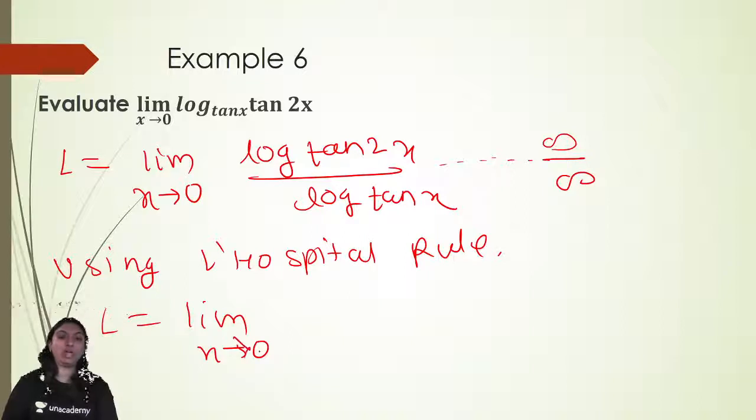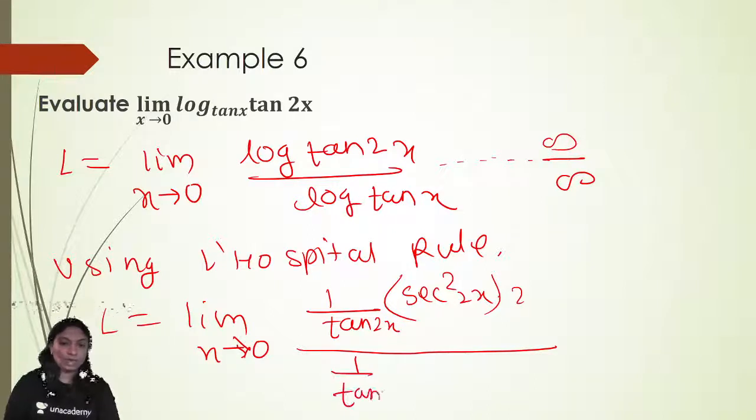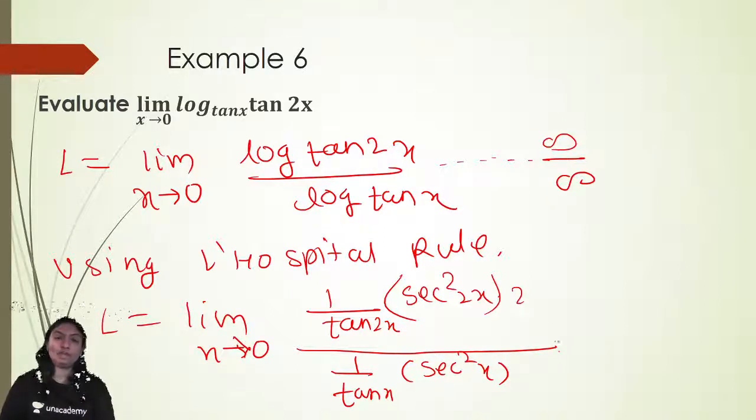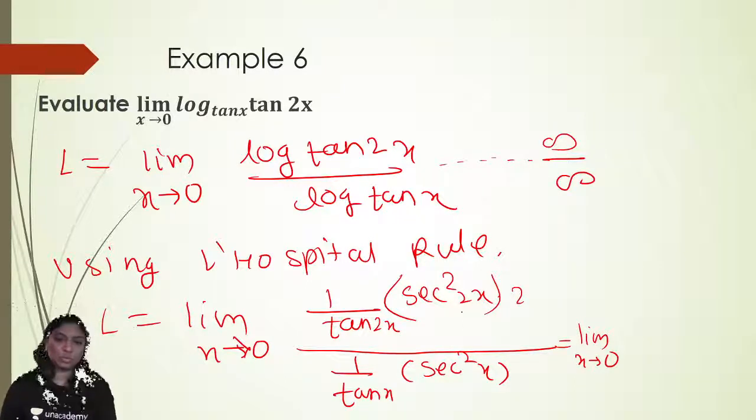Here is log of tan 2x. So the derivative of log tan 2x will be 1 upon tan 2x, into sec square 2x, into derivative of 2x, that is 2, upon log tan x, 1 upon tan x into derivative of tan x, which is sec square x. Right, now this simplifies, which is equal to limit as x tends to 0, here you will get sec square 2x upon 2.